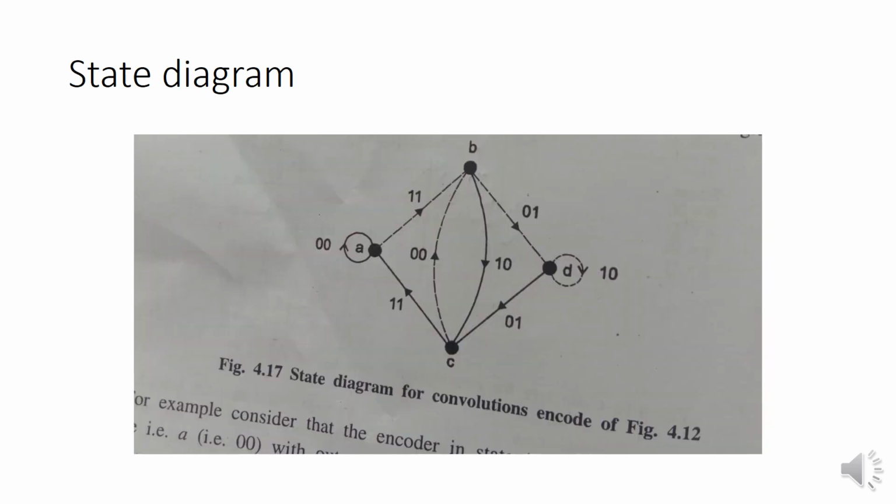Then the state diagram. Coming to the state diagram, we consider that the encoder is in state A. If input m is equal to 0, the next state is the same, that is A, that is 0 0, with output V1 and V2 equal to 0 0. So there is a self loop at node A in the state diagram. If input m equal to 1, then the state diagram shows the next state is B, where the output is V1 and V2 equal to 1 1.